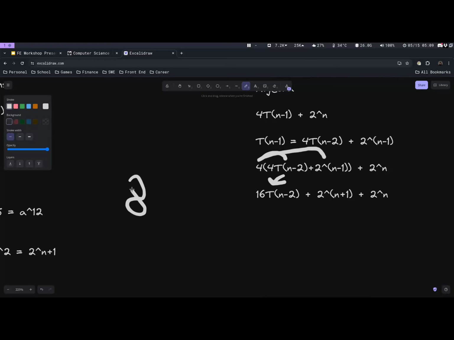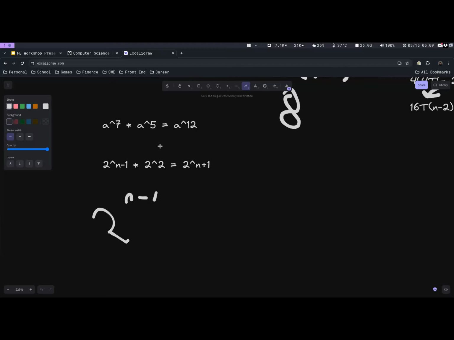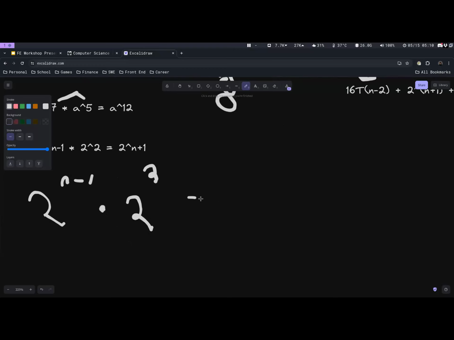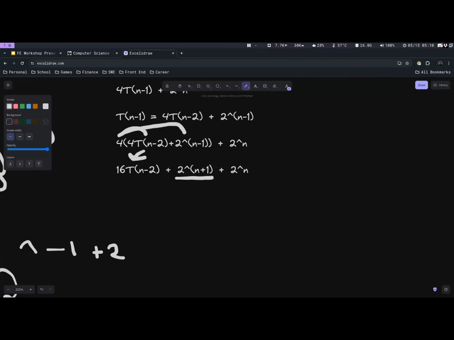Instead of making this 8 to the n minus 1, we instead are going to turn 4 into 2 to the 2 so that they can have the same base. And remember, again, because of this rule, when you multiply two things with the same base, you add their exponents together. This actually just equals 2 to the n minus 1 plus 2, which is really just equal to 2 to the n plus 1.